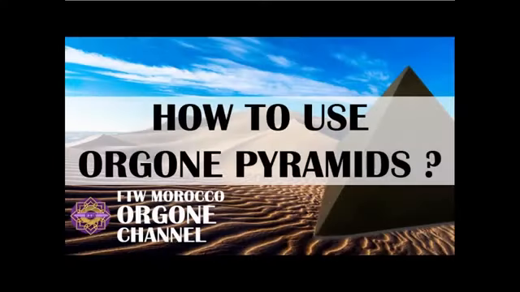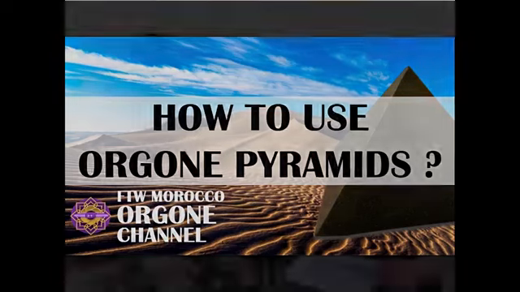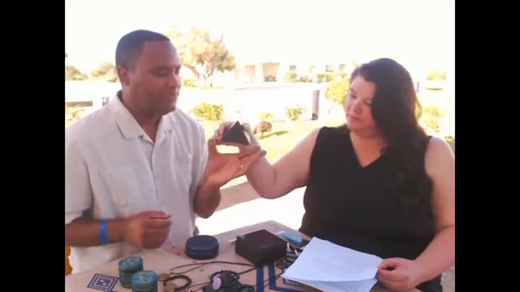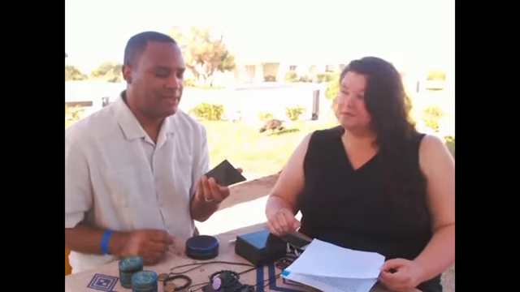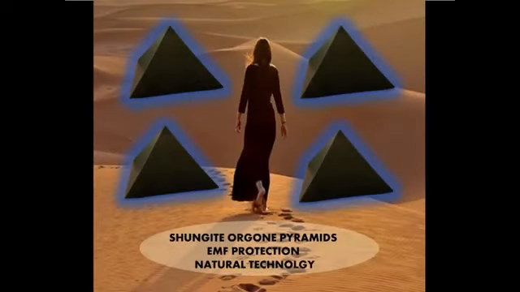How do I use orgone pyramids and where do I place them? Okay, so orgone pyramids have a specific purpose. There's a reason why it's shaped like this. As I mentioned before, orgonite functions by taking the stray fields from the environment and converting them into beneficial energy.